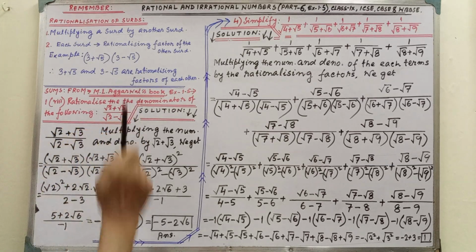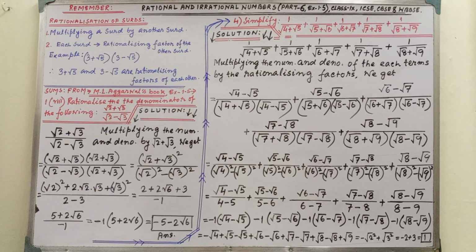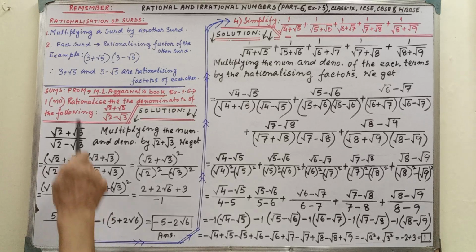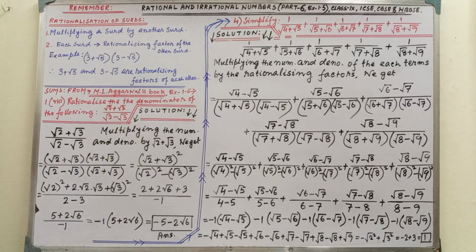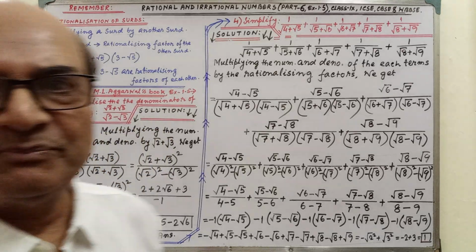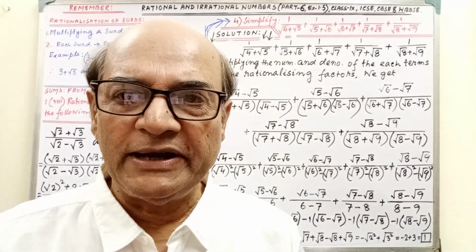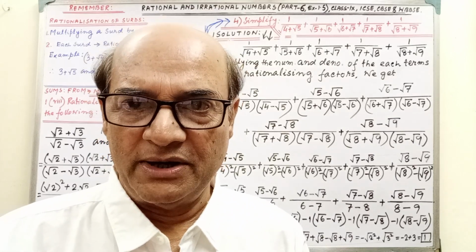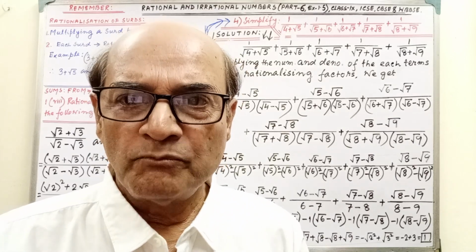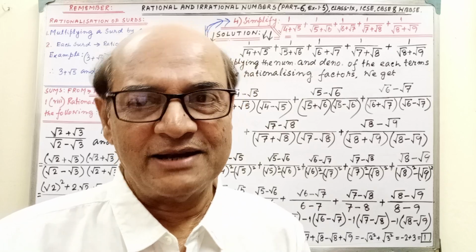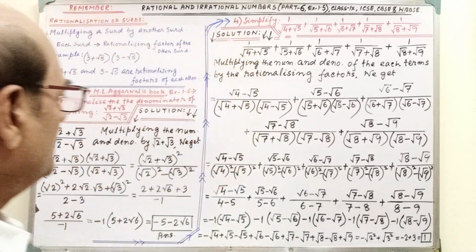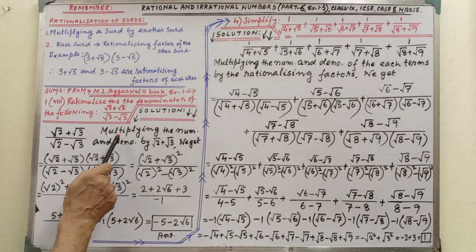Sums from M.L. Agarwal's book, exercise 1.5, sum number 1, part 8. Rationalize the denominator of the following. Rationalize, that means we have to eliminate the surd, that means the root, from the denominator. That is known as rationalization. Now please follow the method.